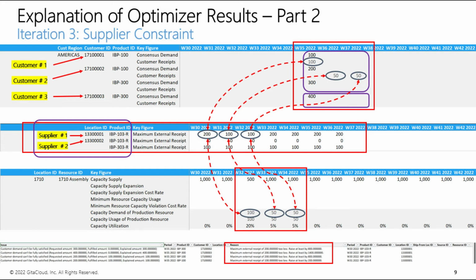Maximum external receipts in week 33 and beyond are not relevant, as any finished goods production based on these supplies will exceed the 2-week maximum delay tolerance for Customer 2. IBP business log now mentions the raw material constraint, maximum external receipt of 200 too low. Raise at least by 800. Customer 3 cannot be serviced at all, given constrained raw material supplies are already not enough to even meet higher priority demands for Customer 2.